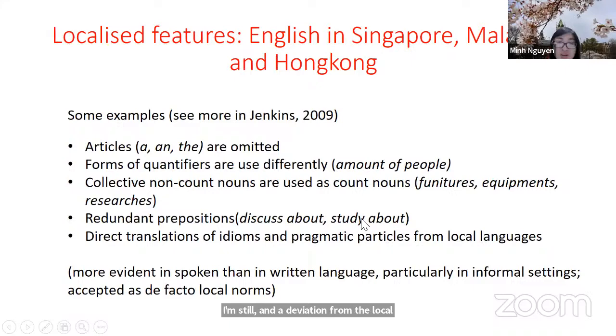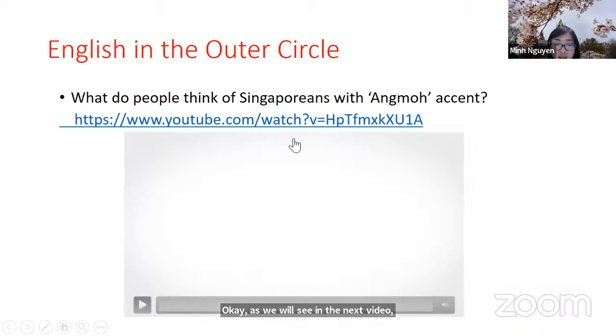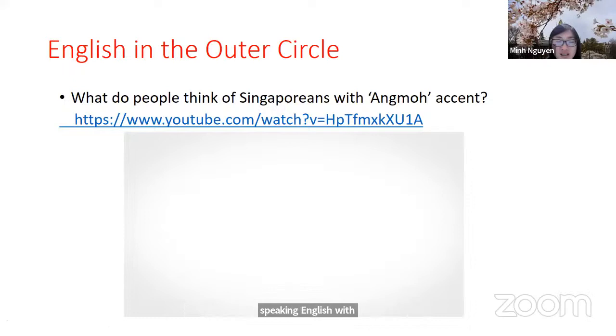As we will see in the next video, I'm going to show you a video about how people react to Singaporeans speaking English with an Ang Mo accent. Ang Mo means Western, Anglo-American accent. So I'm going to share the sound, and let's see it.